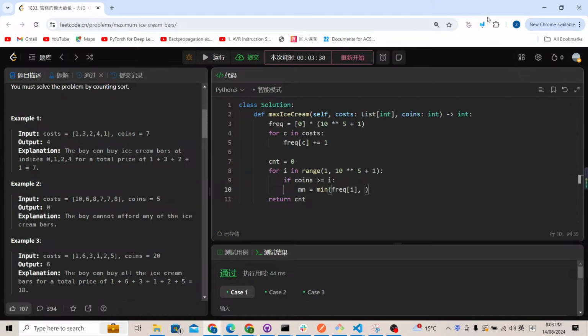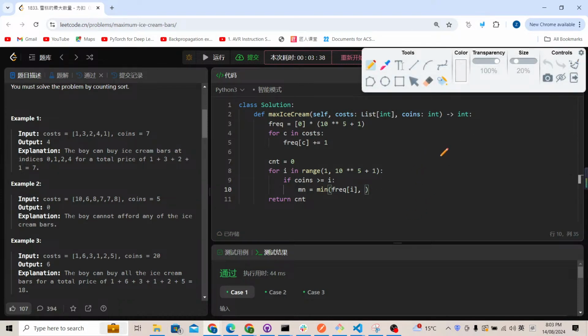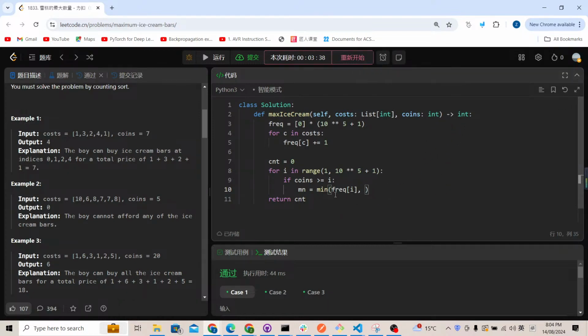Maybe for this frequency array, for example, the index I is 1, but the frequency is 100. But we only have 7 coins. How can we buy 100 ice creams? We cannot buy so many. So we have to limit it and take the minimum of the frequency and the coins divided by the cost, which is I. So this is going to be the minimum. And our count would plus equal to this minimum.